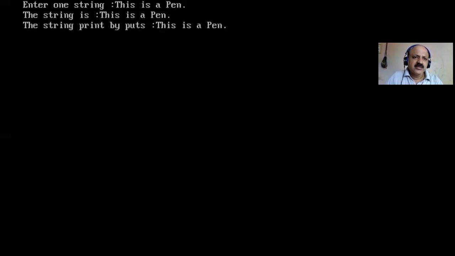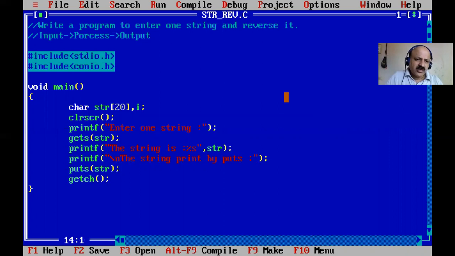This is a pen and string print by puts. So only one choice, you have to print both and one. Okay. Now we can use the string.